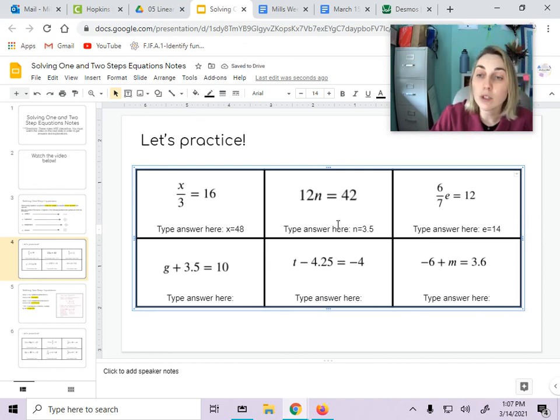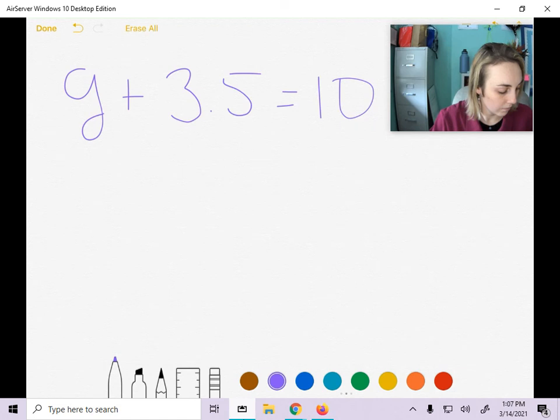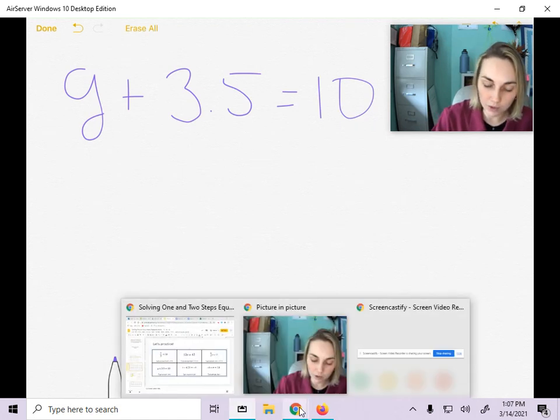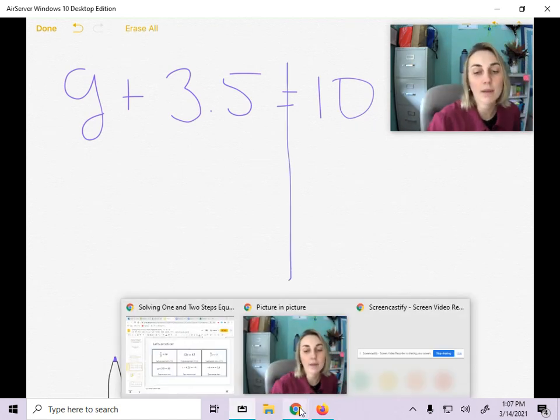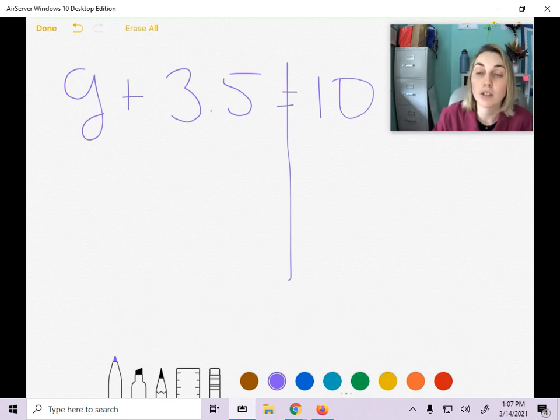All right, so that was multiplication and division. From now on, it looks like we're going to be doing addition and subtraction. So our first problem we have is g plus 3 and 5/10, and that's going to be equal to 10. So first step is to put a balance beam through the equal sign. We want to make sure that we remember whatever we do on one side of the equal sign, we do have to do the same thing on the other side as well.